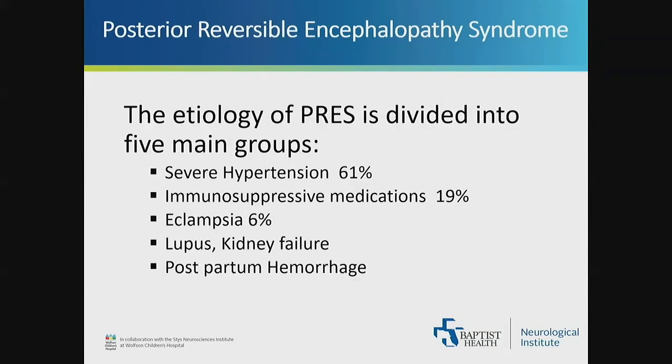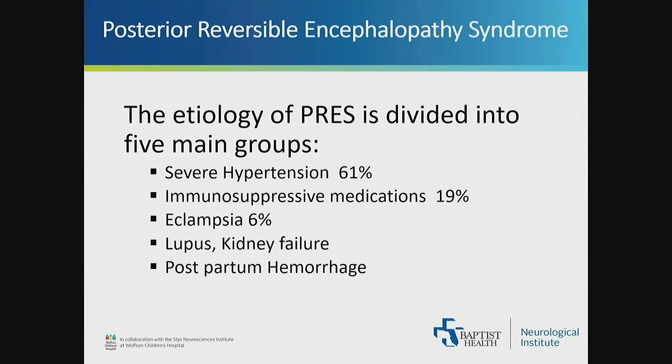There are 5 etiologies for PRES, divided into 5 categories. Severe hypertension, 61%. People taking immunosuppressive medications can get PRES. Eclampsia, lupus, kidney failure, postpartum hemorrhaging. And all these patients are altered because of their hypertension.